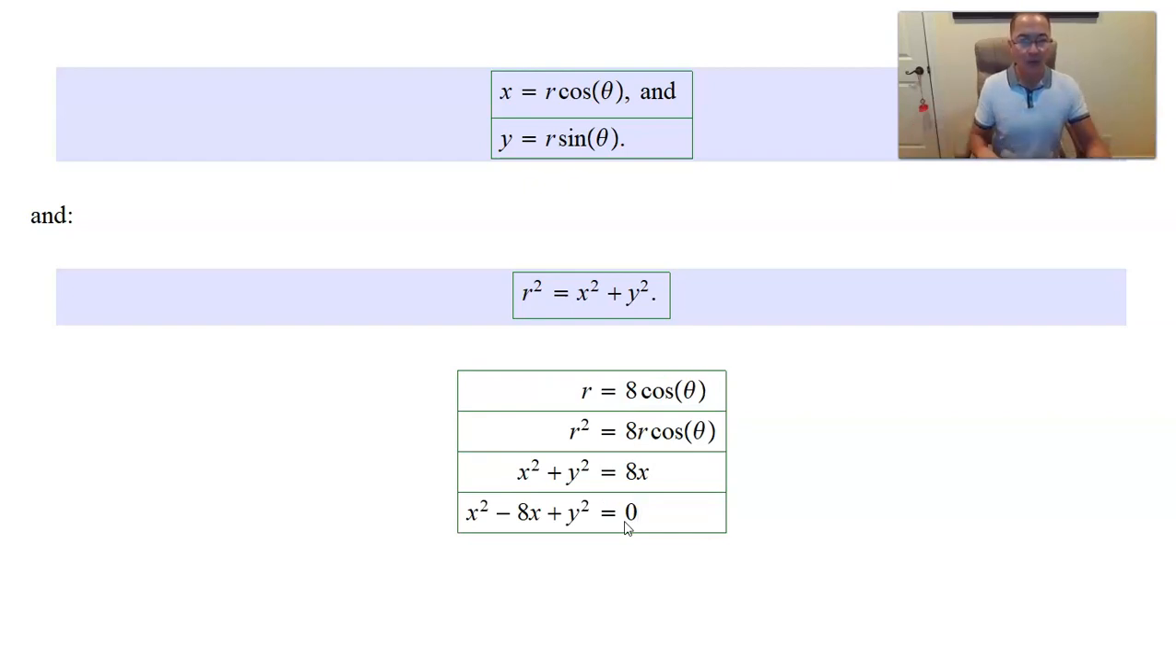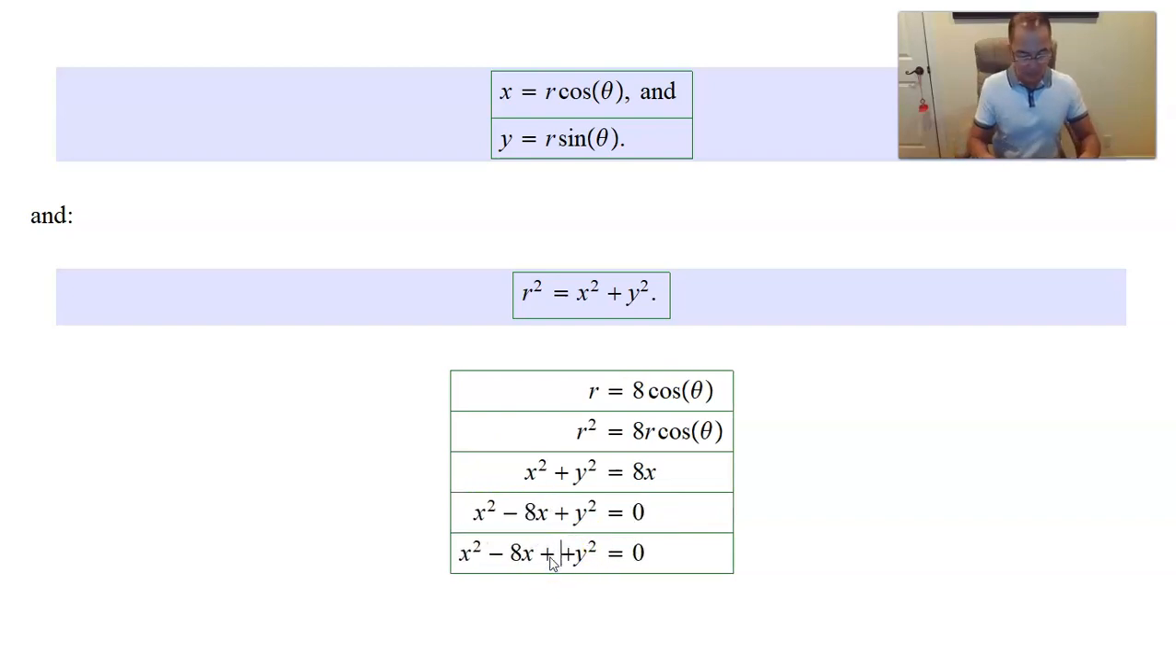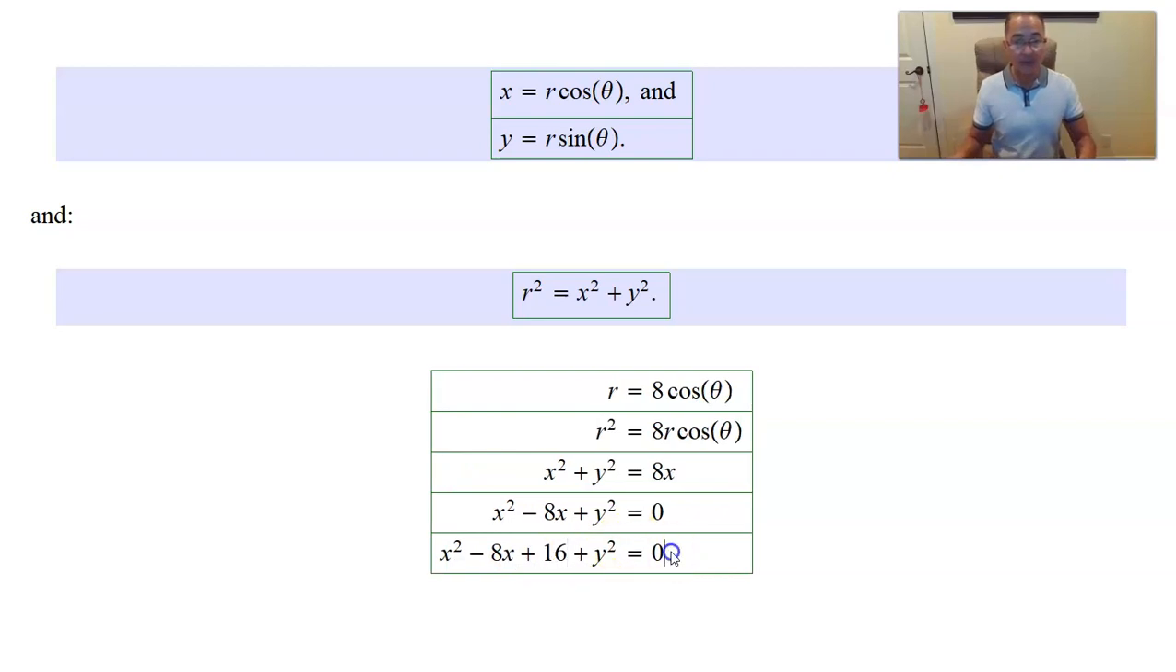Okay. Hopefully you know what to do next. With x squared minus 8x, we need to complete the square. Take half of 8, we'll get 4. Square it, we get 16. So we will add 16 to both sides. Plus 16 on the left, 0 plus 16 or just 16 on the right side.